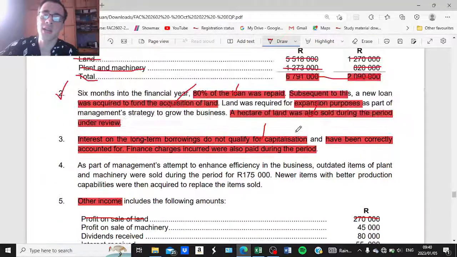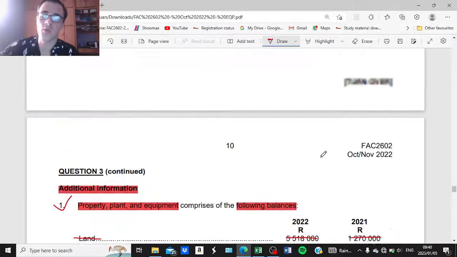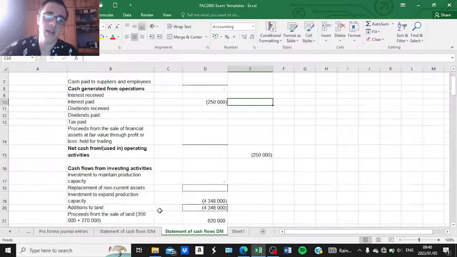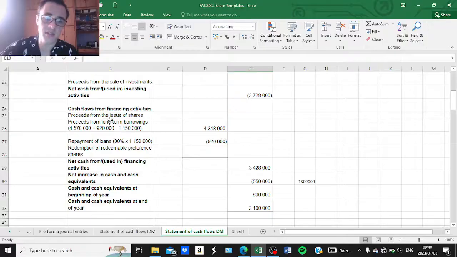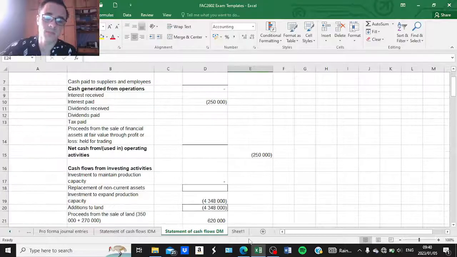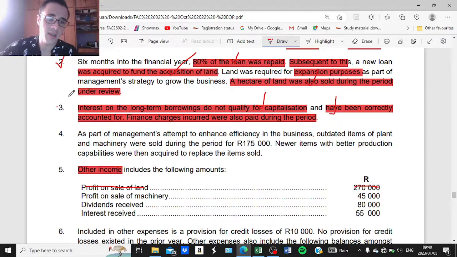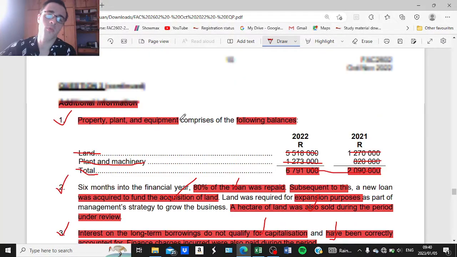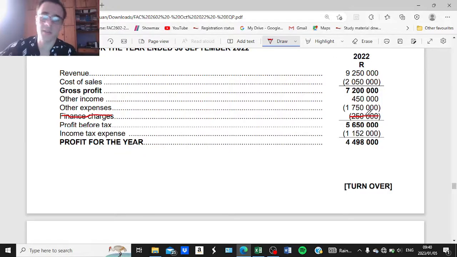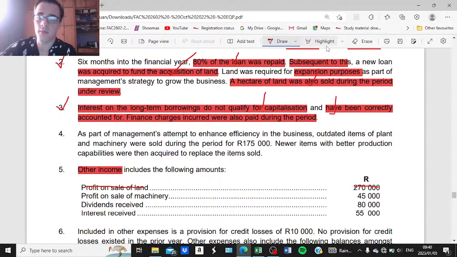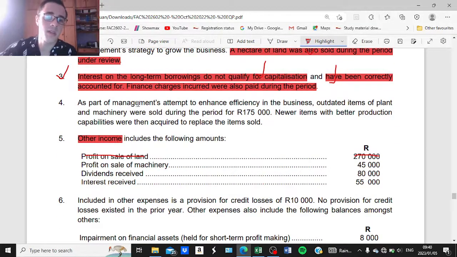Once again, the interest does not qualify for capitalization, so we didn't need to consider it in calculating the change in long-term borrowings. Because otherwise, if the interest was capitalized, this amount would be calculated differently. Keep that in mind as well. So we are done with additional information point 3. There's no further information provided, so we take the amount as disclosed in the statement of profit or loss and other comprehensive income as the amount that was paid for the year. That was the actual cash flow that occurred.